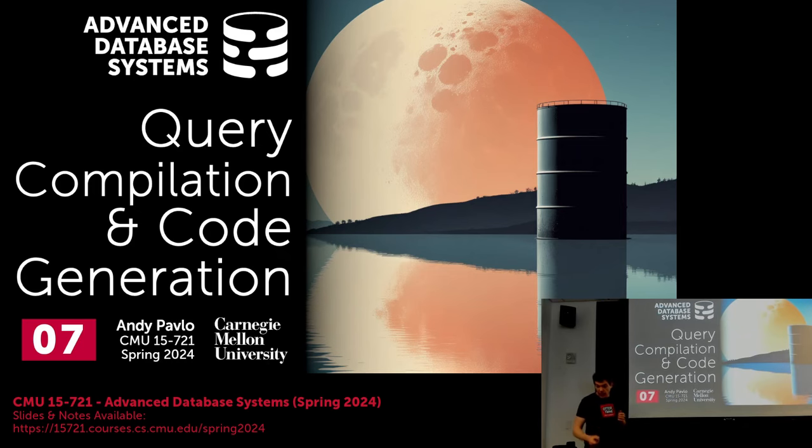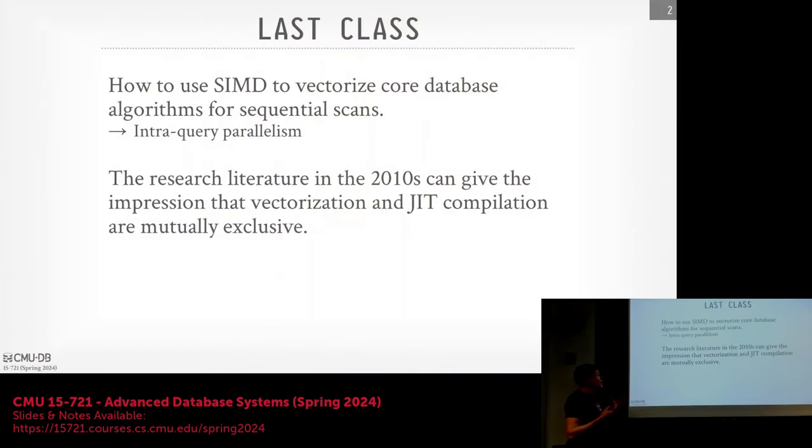So in last class, we spent time talking about how we're going to use SIMD to vectorize some of the core database algorithms we have in our system, so that when we run sequential scans, we can achieve data parallelism, where we allow the data system to execute the same number of instructions but operate on multiple tuples at the same time. All right, so again, this is data parallelism or inter-query parallelism. That's another way to describe this.